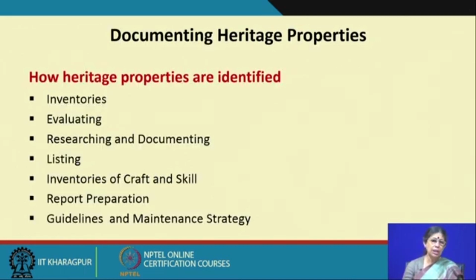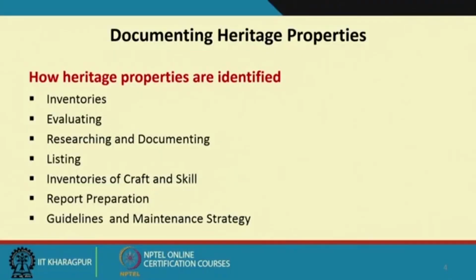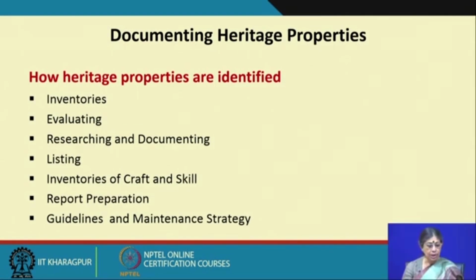Once we understand a basic idea about these materials and the causes of decay, a very important part of heritage is the heritage inventory: how to document the heritage structure and how to understand its significance, because these are very important parts of conservation before we intervene in a structure. So, how are heritage properties identified, deciding which structures can be preserved and what approach one should take.